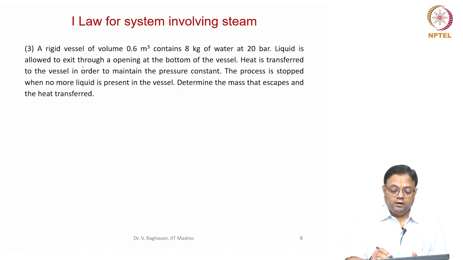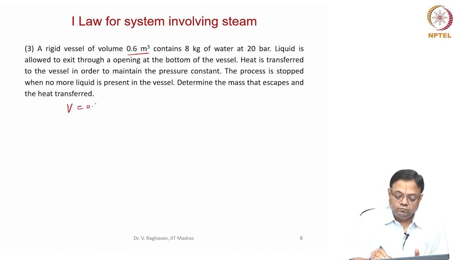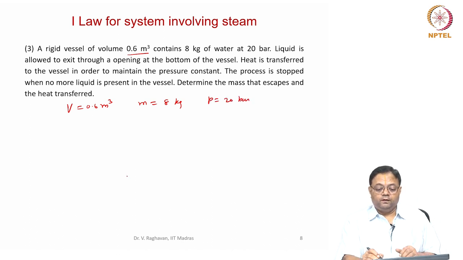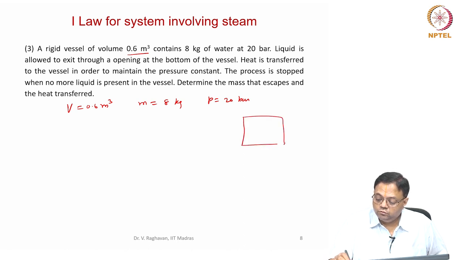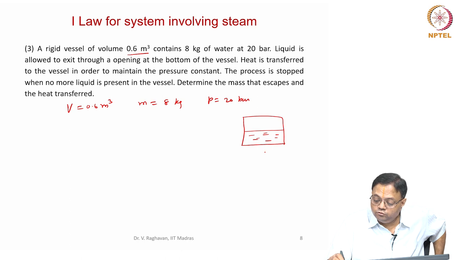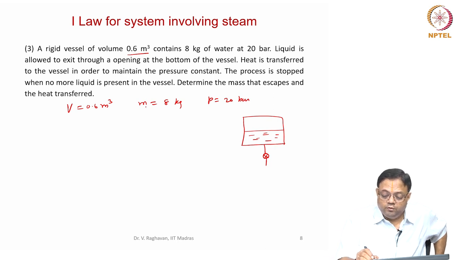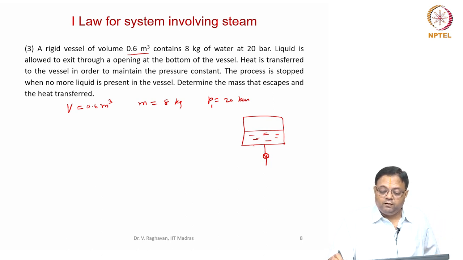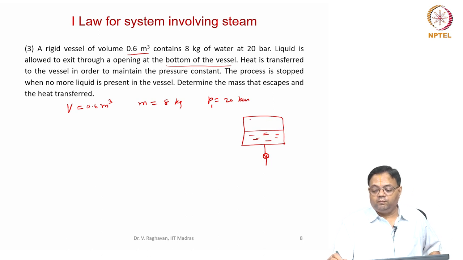Now the third problem, a rigid vessel of volume 0.6 meter cube contains 8 kg of water at 20 bar. So P1 is 20 bar. Liquid is allowed to exit. So liquid alone is allowed to exit by having openings from the bottom of the vessel, because the liquid will be in the bottom and vapor will be in the top.